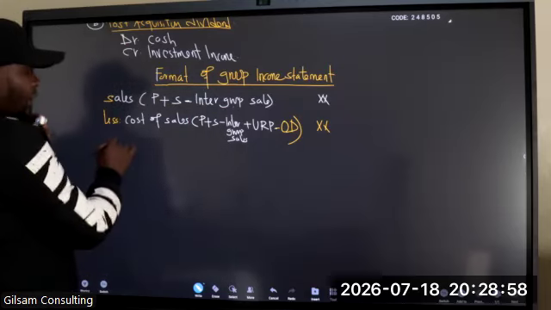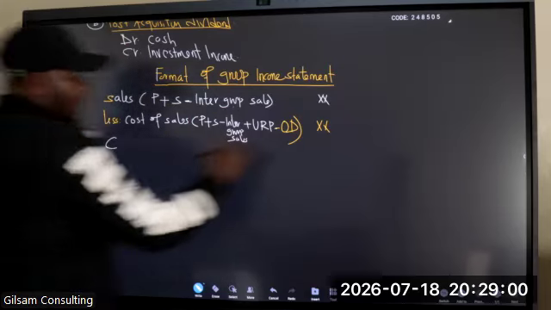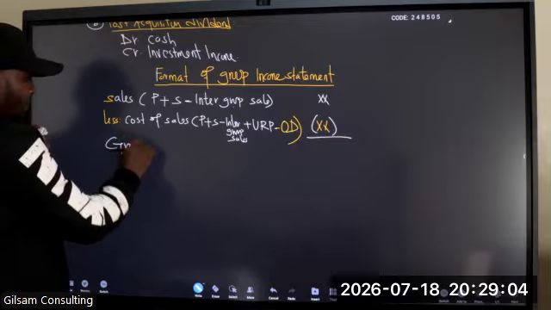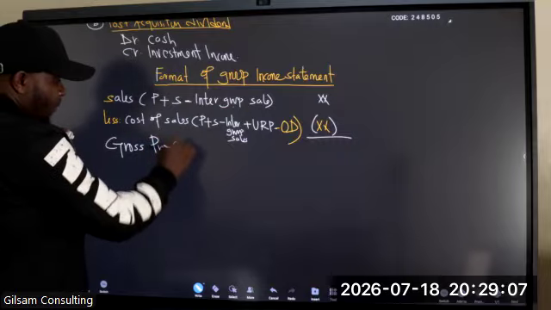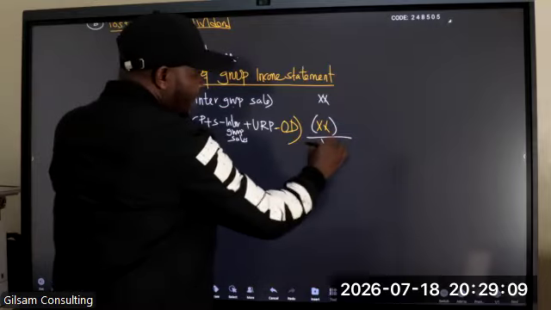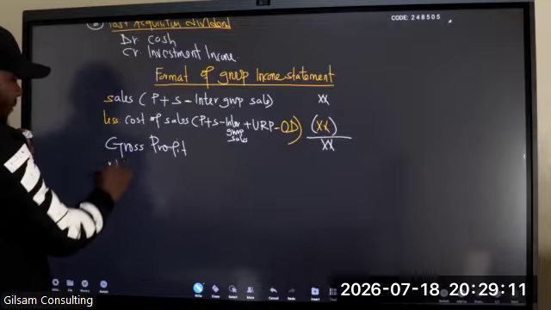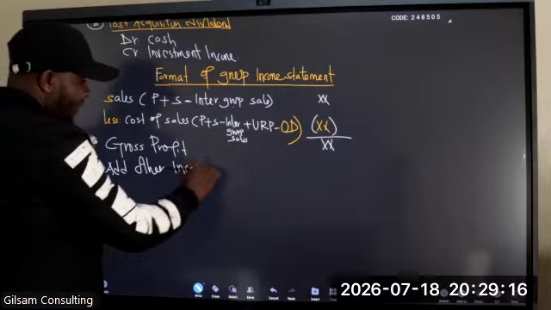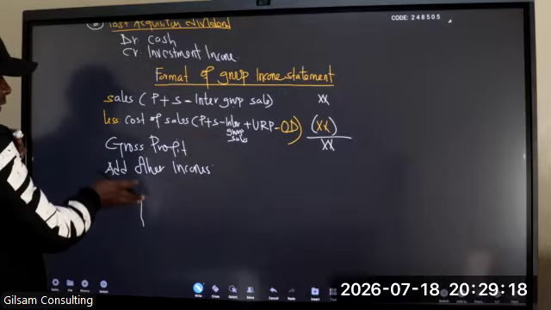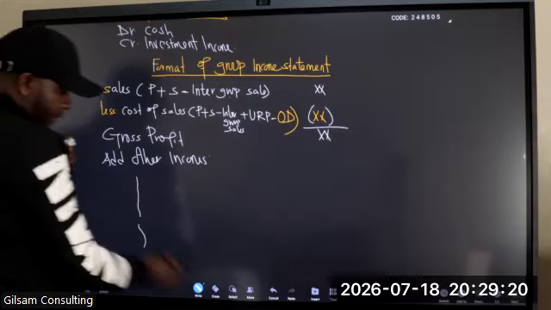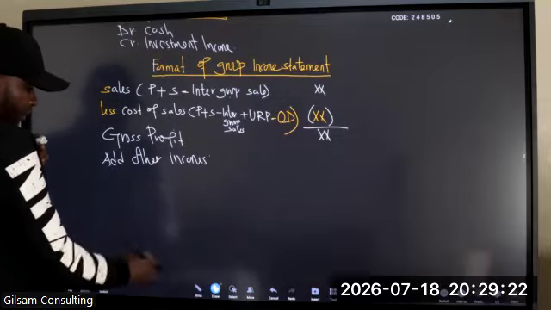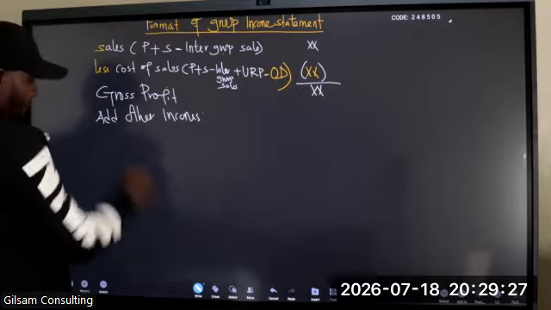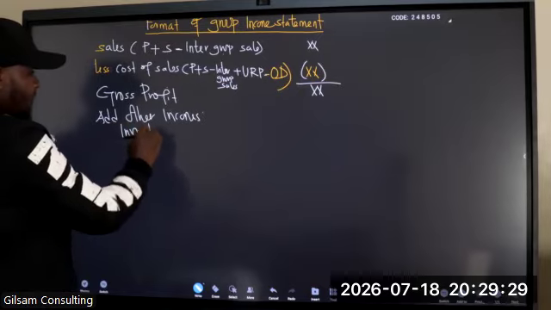Then that one will give us gross. If you take this, subtract, you will get the gross profit. Then we add other incomes. These other incomes, we might have the investment income.